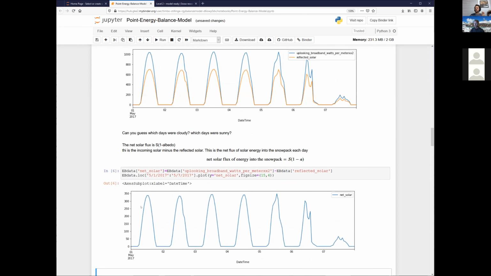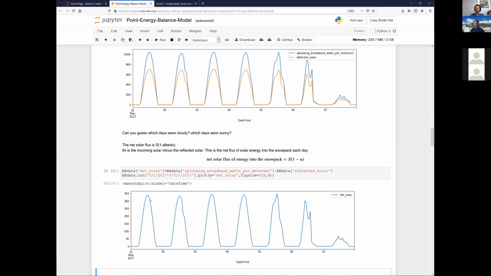So this graph here is now the difference from the graph above of the uplooking broadband, the solar radiation hitting the snowpack minus the solar radiation reflected off the snowpack. And this gives us the graph that shows us the net flux of solar radiation being absorbed by the snowpack. You can see up here that we're now in that range where we were doing our initial guesstimate of 280 watts per meter squared from the first part of the lab.